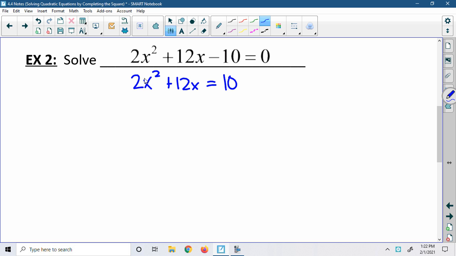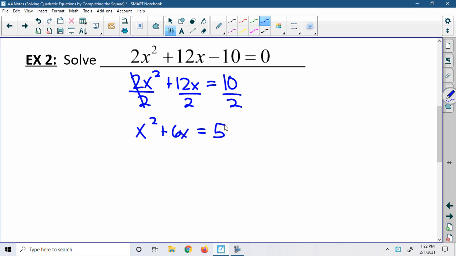And then we need this x squared by itself. If you notice on your steps, it doesn't say a number and then x squared. It just says x squared. So we're going to have to divide everything by 2. And it'll be x squared plus 6x equals 5.